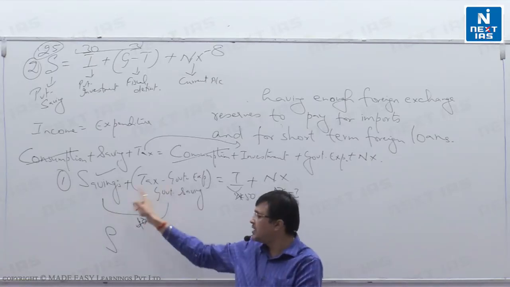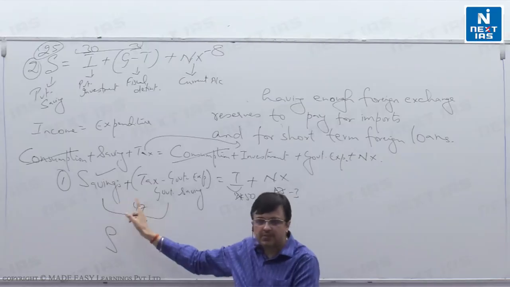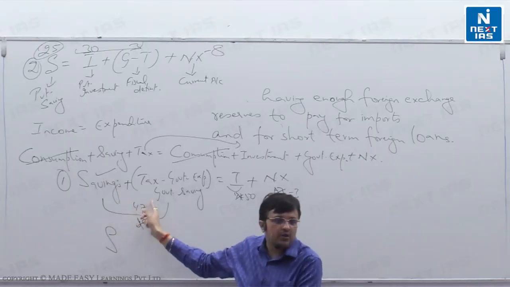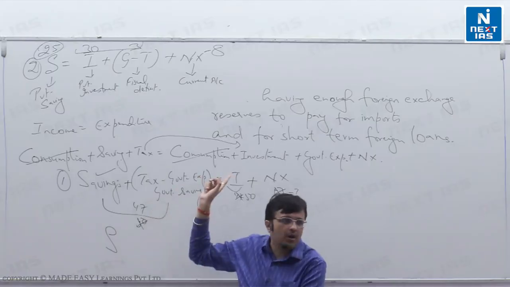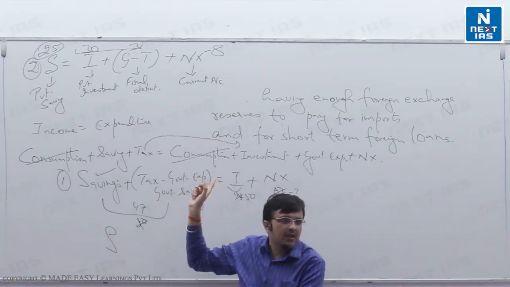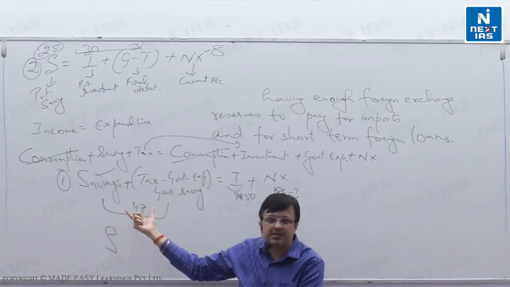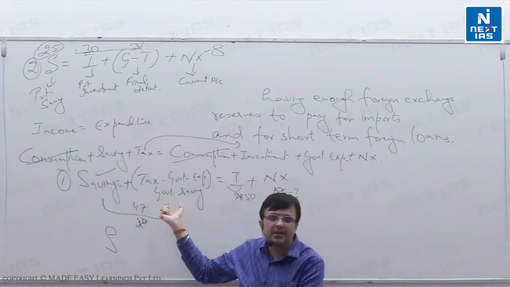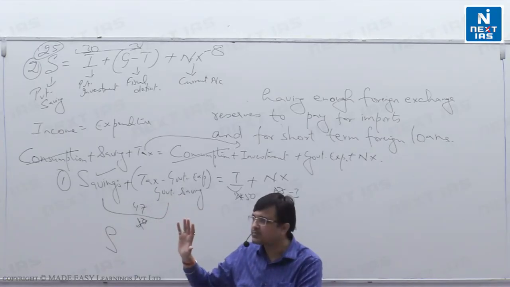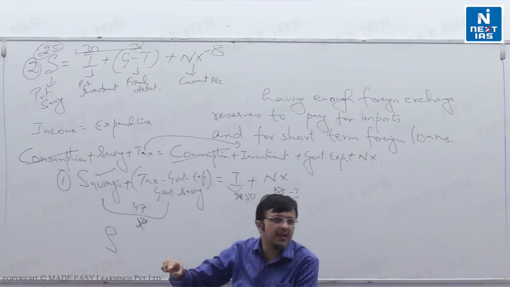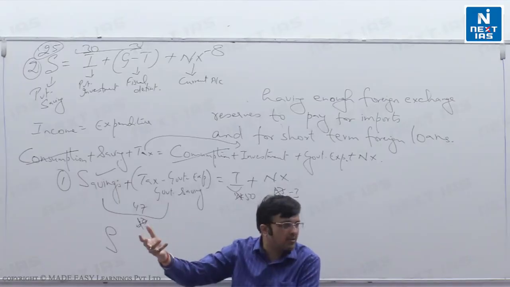One is total savings, private savings plus government savings. If they are higher than investment, then I can sell more abroad. Net exports will rise. If my total savings are lesser than my total investment, then my net exports will fall. That part is okay. The second thing I am saying is, net exports is nothing but the current account.